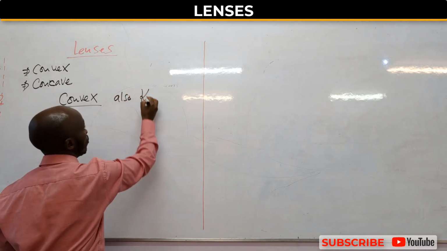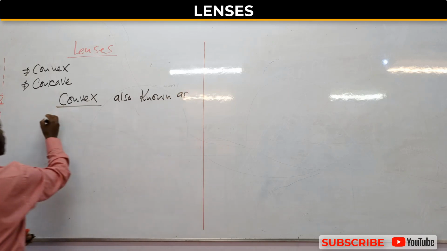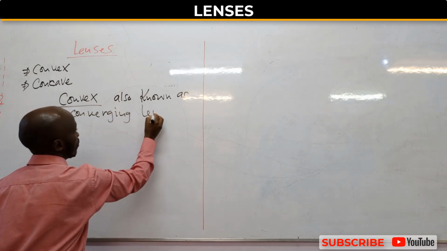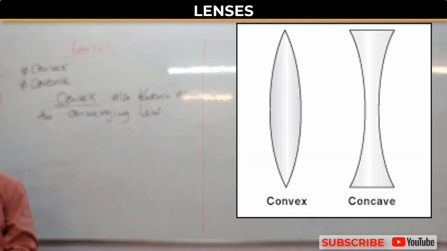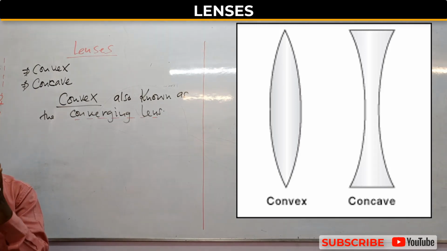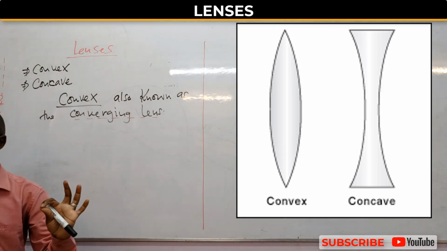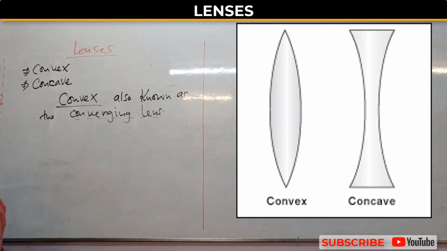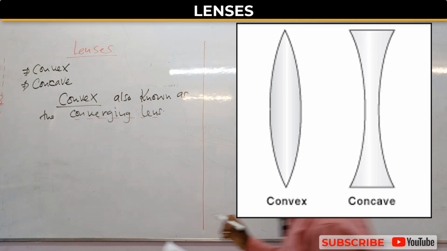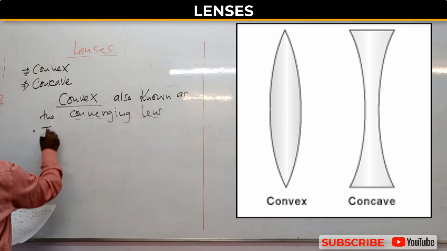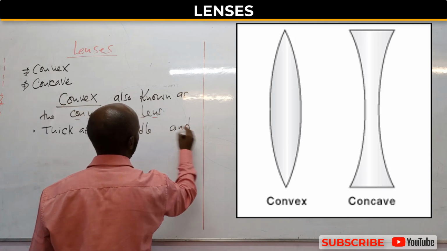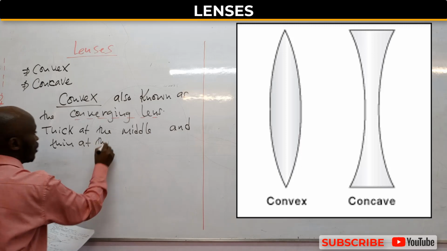So it's also known as the converging lens. It's the same name. Their physical properties are that they happen to have a thick middle, and they are thin at the edges. All right. So please let's note that they tend to be thick at the middle and thin at the edges.